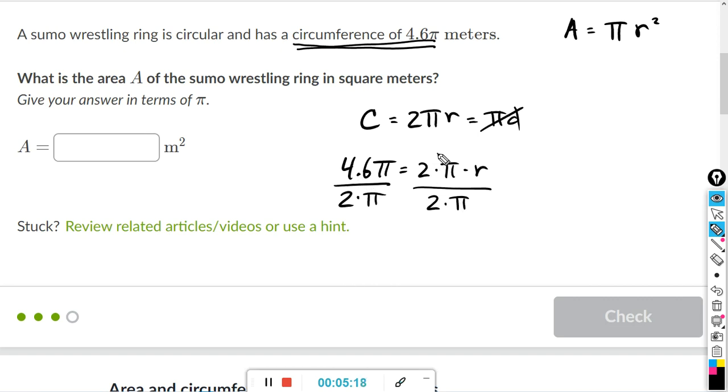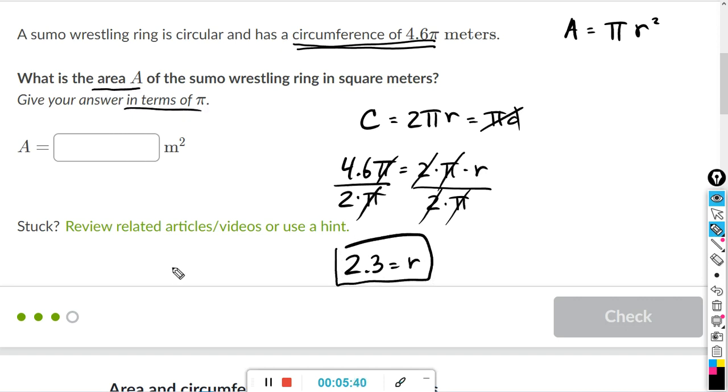On the right, 2 divided by 2 cancels. Pi divided by pi cancels. On the left, pi divided by pi cancels. And if you do 4.6 divided by 2, that's going to equal 2.3. And that equals the radius r. Now, they asked for the area in terms of pi. So we're going to use r in the area formula. Okay? So that equals pi times r squared. We said r is 2.3. And that gets squared.